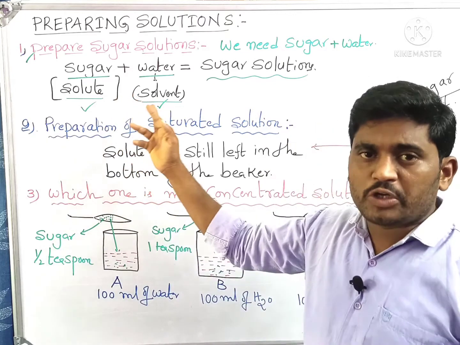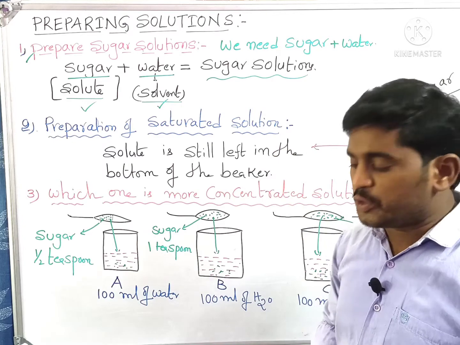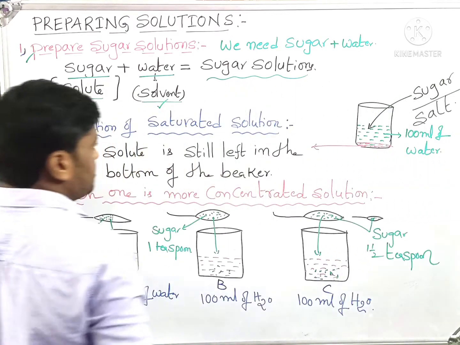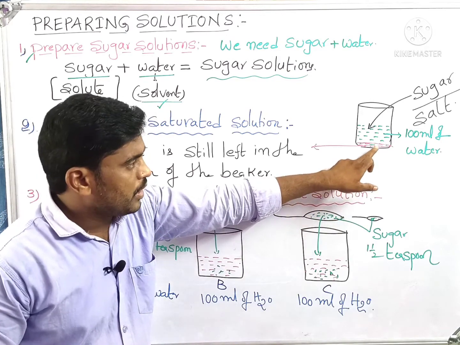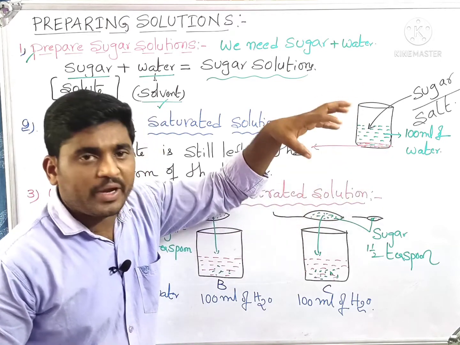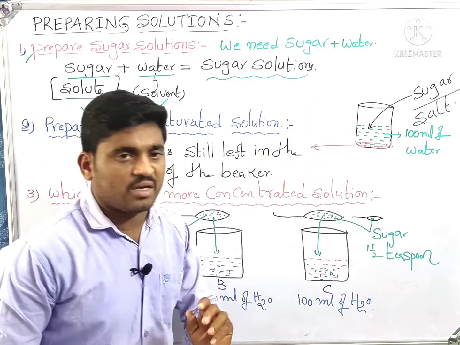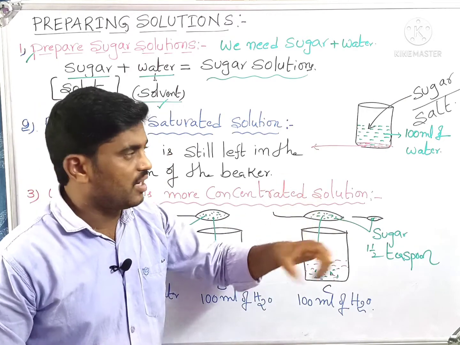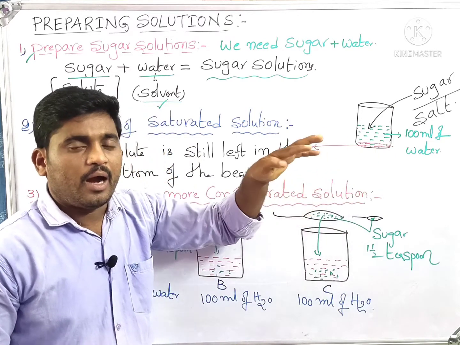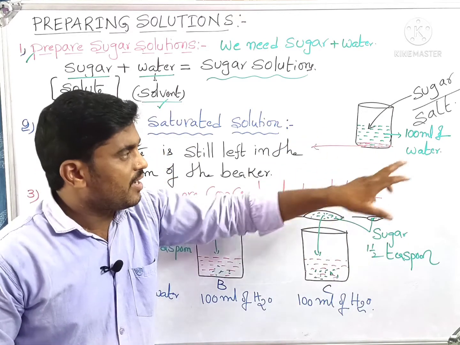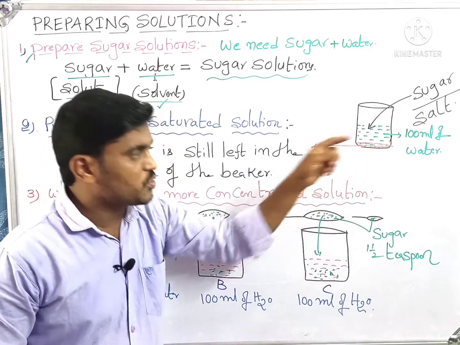Next, one solution is prepared. Then next, preparation of saturated solution. Finally, take one beaker, pour 100 ml of water inside the beaker, and then put some sugar or salt into the 100 ml of water inside the beaker. After some time, stir the beaker until the sugar or salt dissolves in the water.